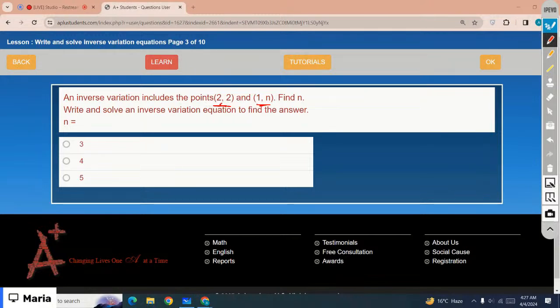Okay, let's just start with the practice questions. Okay, assume that y varies inversely with x. If y equals 4 when x equals 6, find y when x equals 2, right? So let's see.